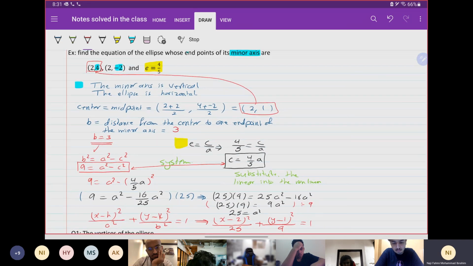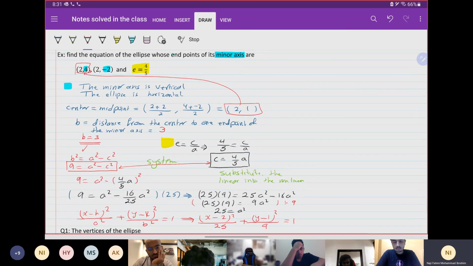This question was not so easy because we have to solve a system of equations. One of them is linear and the other is non-linear. This was an old exam also. By this, I have finished section 12.2.